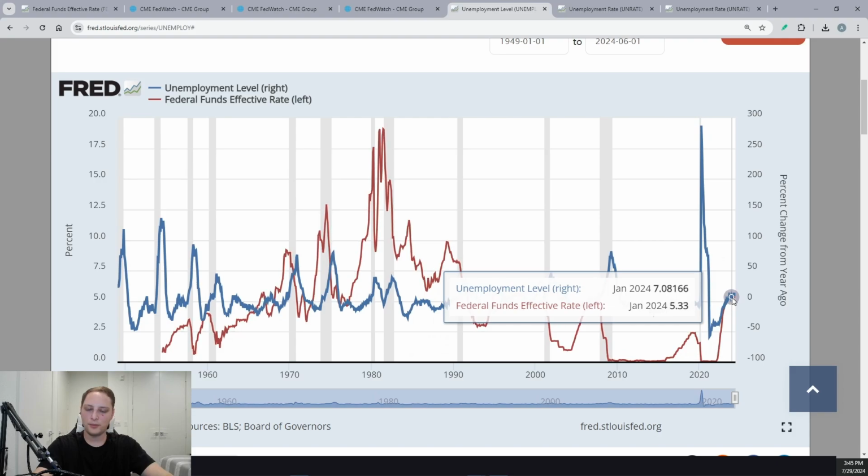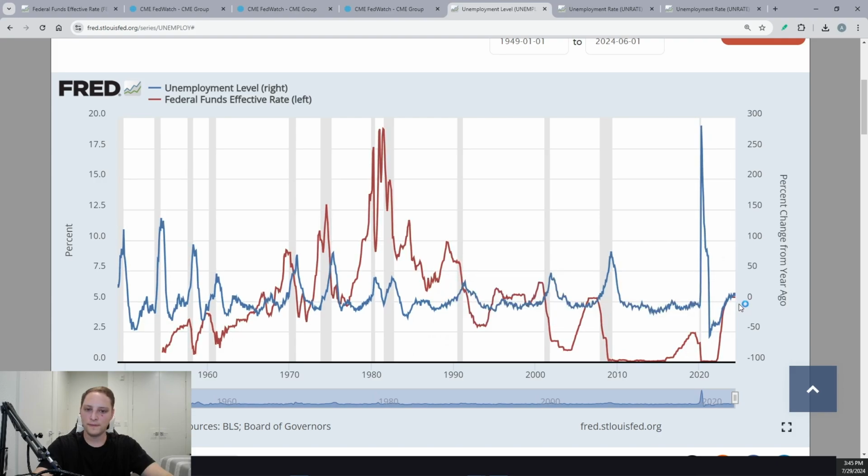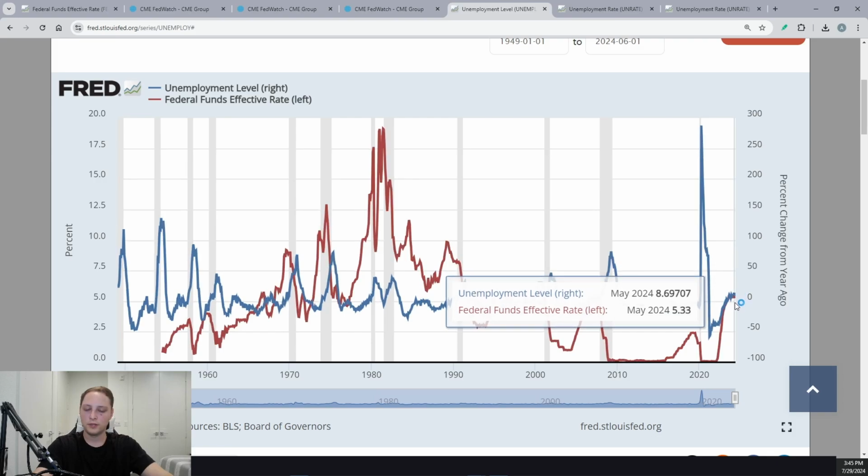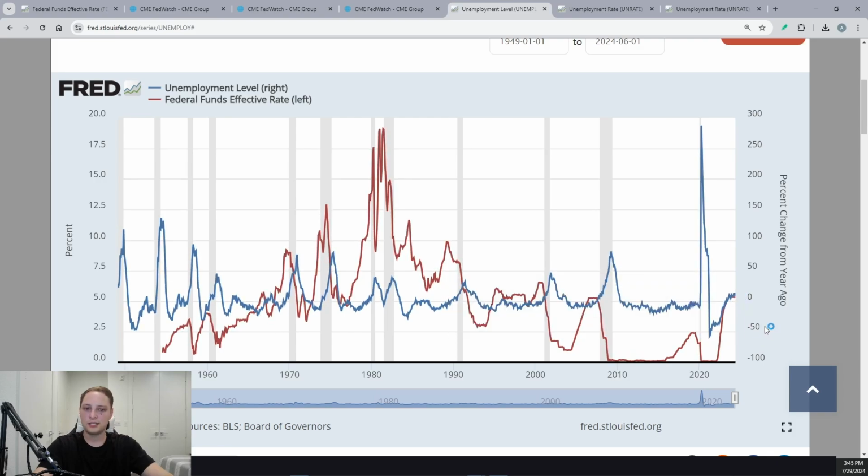So if there's a high probability that they're going to cut the rates soon, mainly due to this high unemployment rising, what can you expect? You can expect a recession, just looking back at history. So those are the similarities between the Fed funds rate and unemployment numbers, and those are the probabilities of the Fed rate cut.